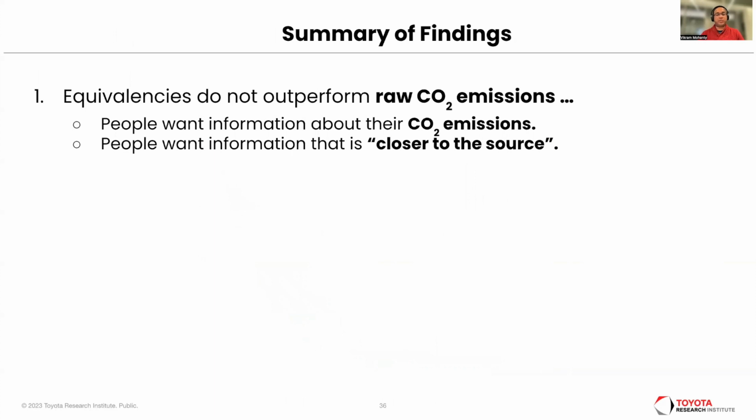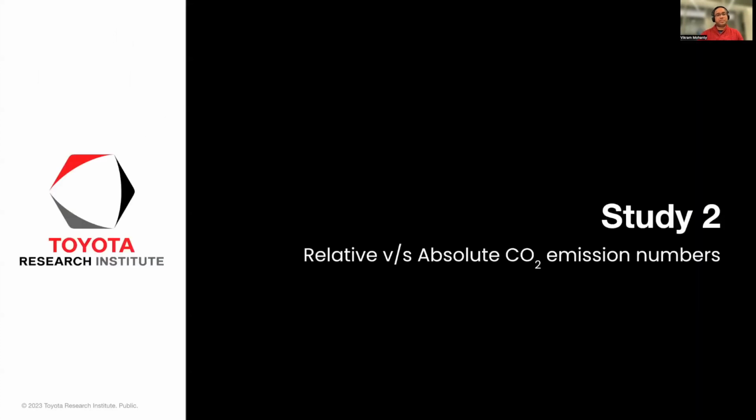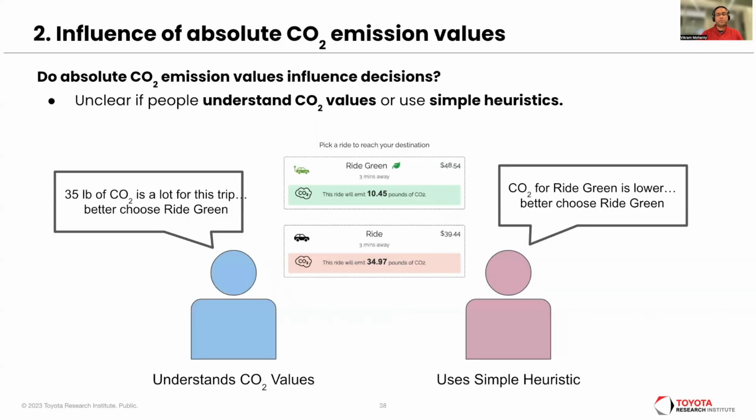To summarize, we found that raw CO2 numbers were more effective than the equivalencies, which takes us to our second study, that is, relative versus absolute CO2 emission numbers. We wanted to know whether people actually understood these raw CO2 numbers in absolute terms, or they can only act on it if shown in relative terms.